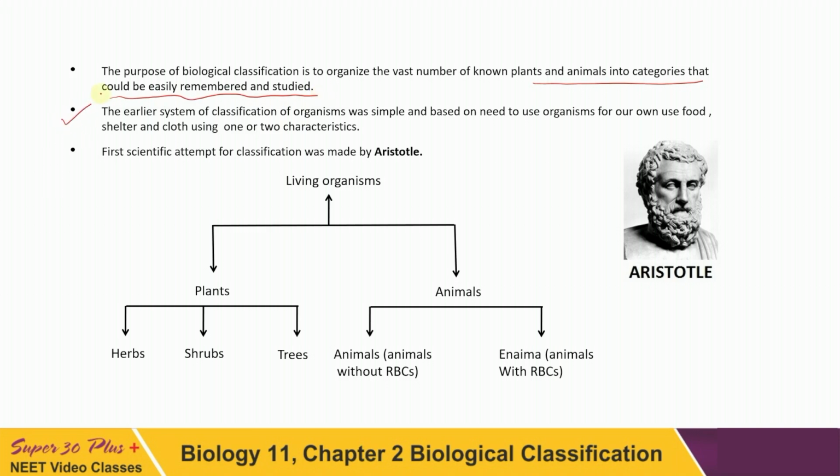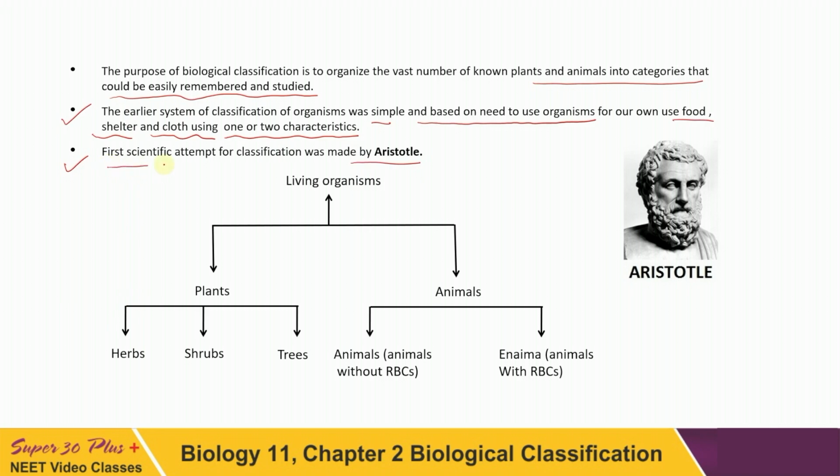Earlier system of the classification of organism was simple, and it was based on a need to use organism, that how this organism can be used. The organism which can be used as food, which are utilized for shelter or for clothing, these have been classified, and this classification was based on 1 or 2 characteristics, and therefore this type of classification cannot be called as scientific classification.